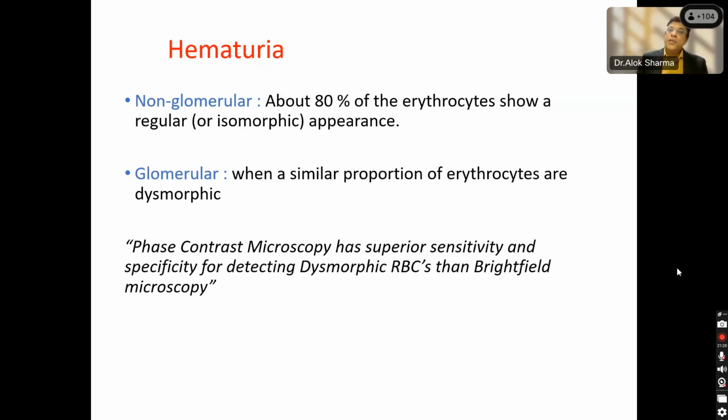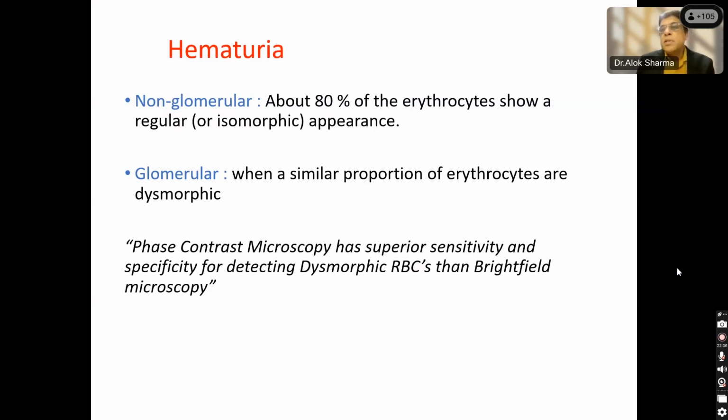Now, when we talk about hematuria, as a pathologist or as a person doing a sediment examination, it is a very important duty, I would say, to try and decipher whether that hematuria, the significant number of RBCs which you are seeing, is glomerular or non-glomerular. The best way to do this is to look at the morphology of the RBCs. Normal RBCs, the ones with normal shape and size, are called isomorphic, and any deviation from that is called RBC dysmorphism. Like anything else in pathology, there are isomorphic and dysmorphic RBCs.